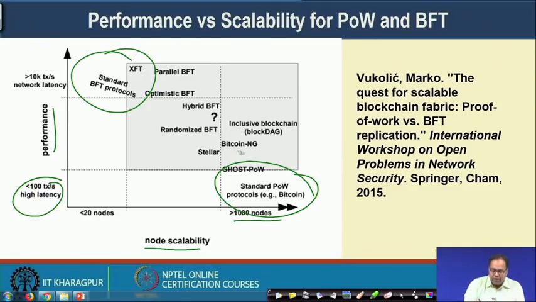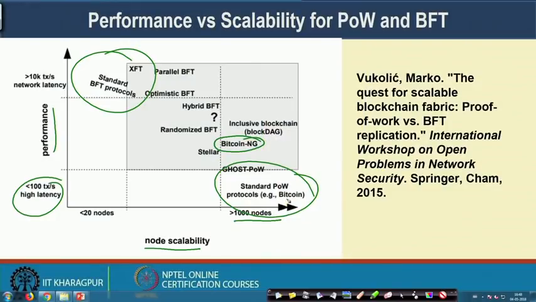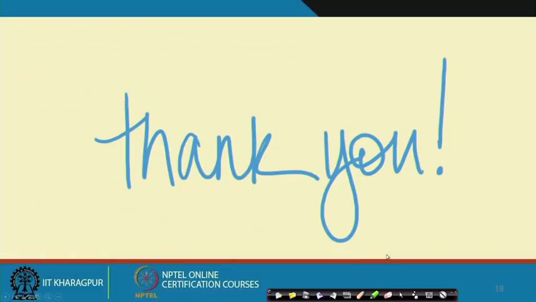So, the Bitcoin NG protocol falls somewhere here. It was able to improve the performance compared to the standard proof of work mechanism, but it is able to provide node scalability similar to the standard proof of work. So, that is all about the Bitcoin NG protocol.